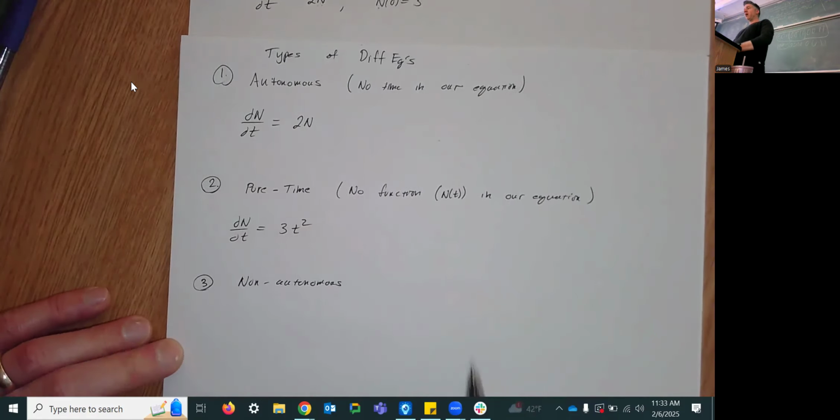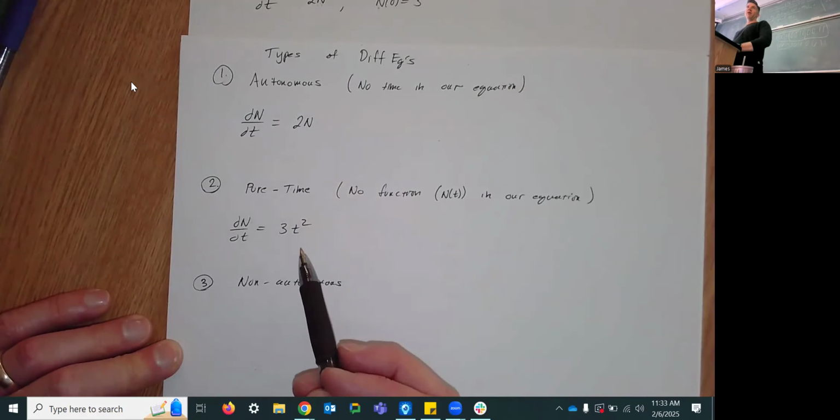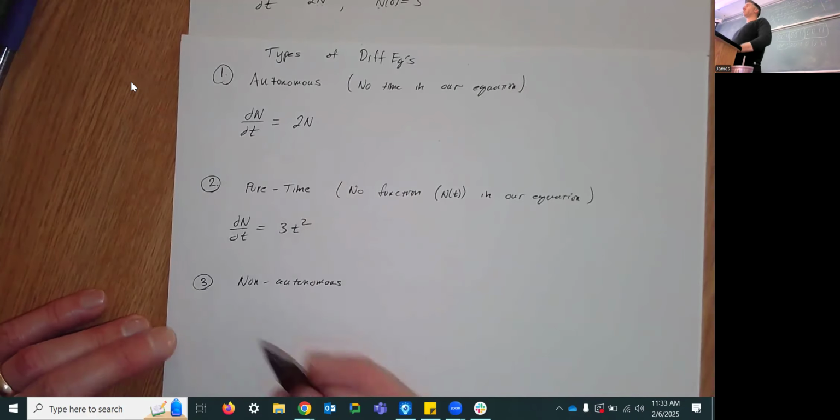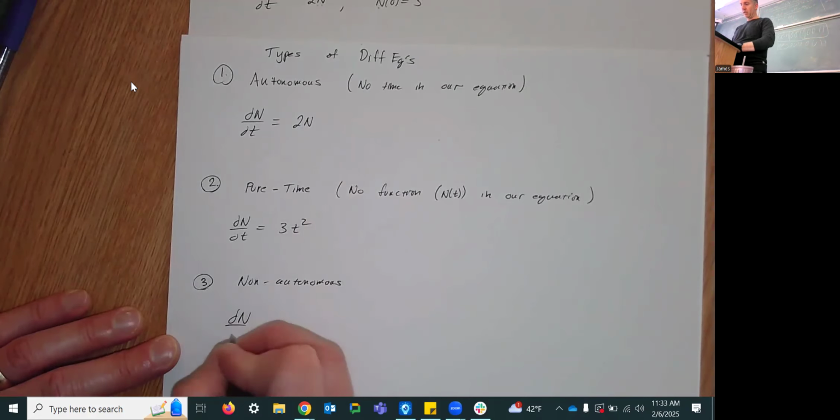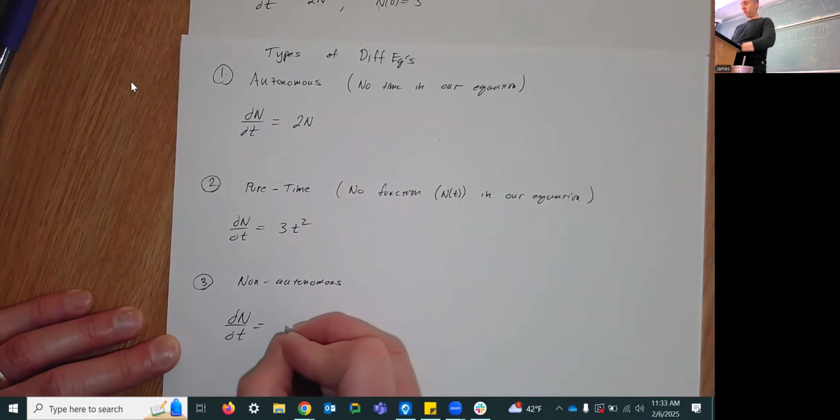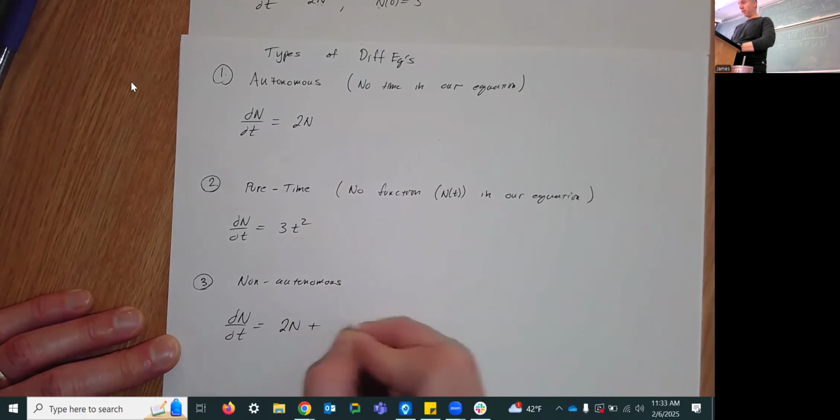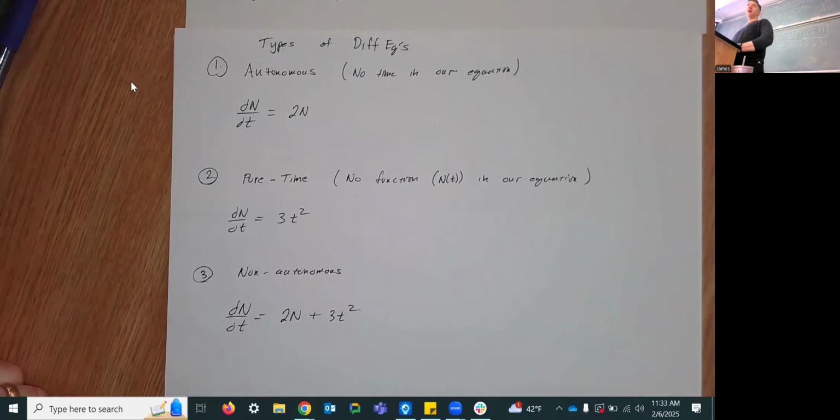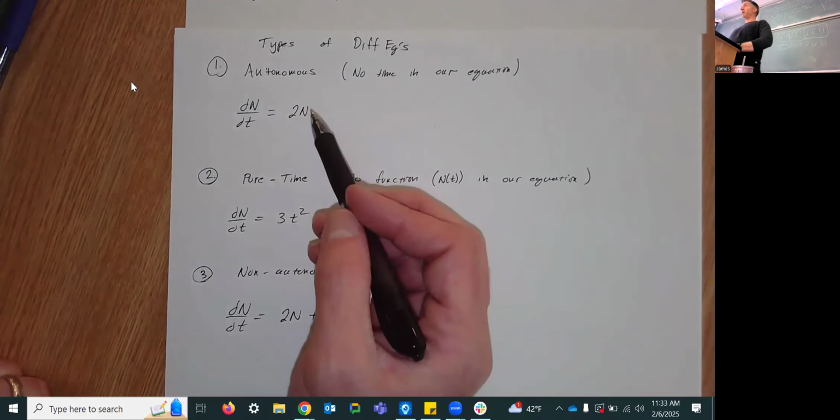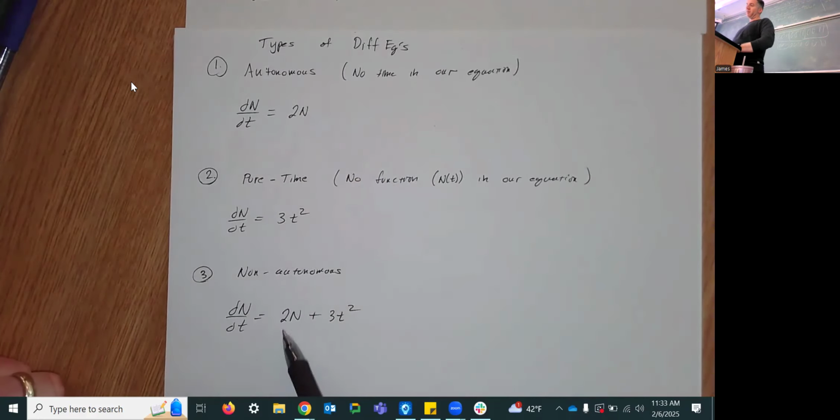So basically, if it's not autonomous and it's not pure time, we call it non-autonomous. That's where your derivative can depend on time and/or population size. So we could say dN/dt equals 2N plus 3t squared. This is non-autonomous because it's not just depending on N.